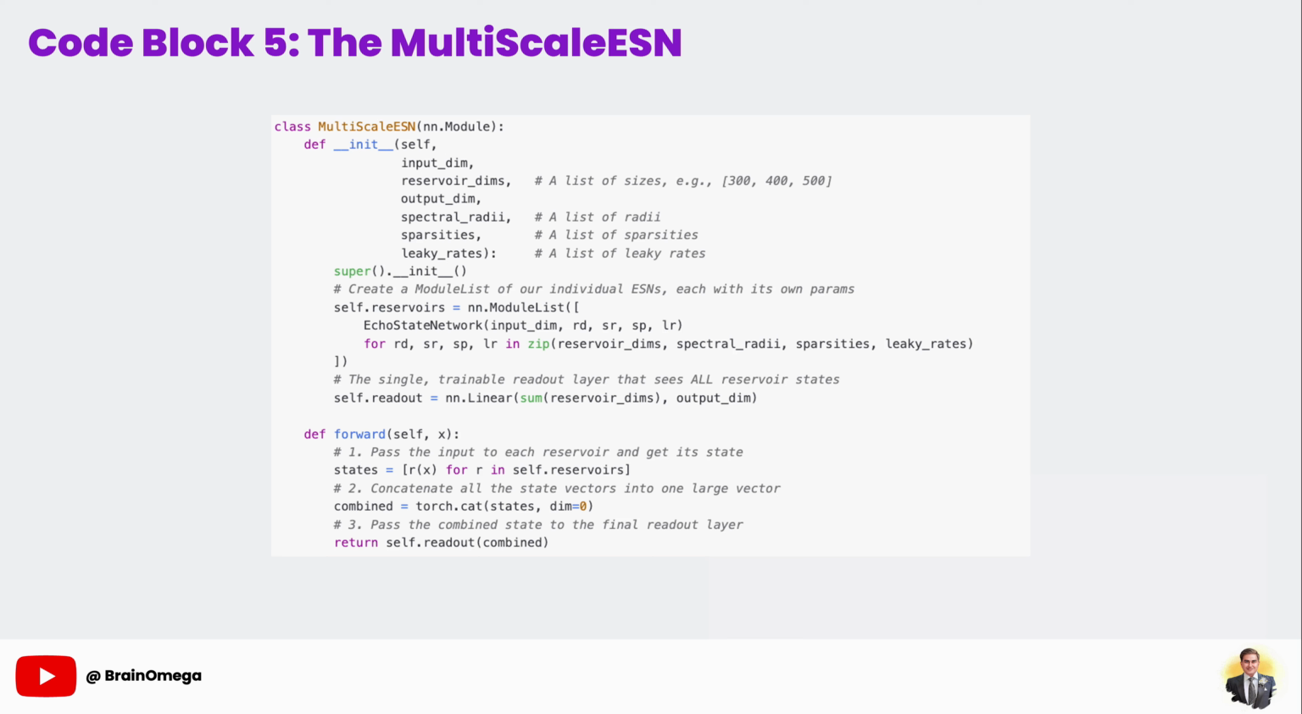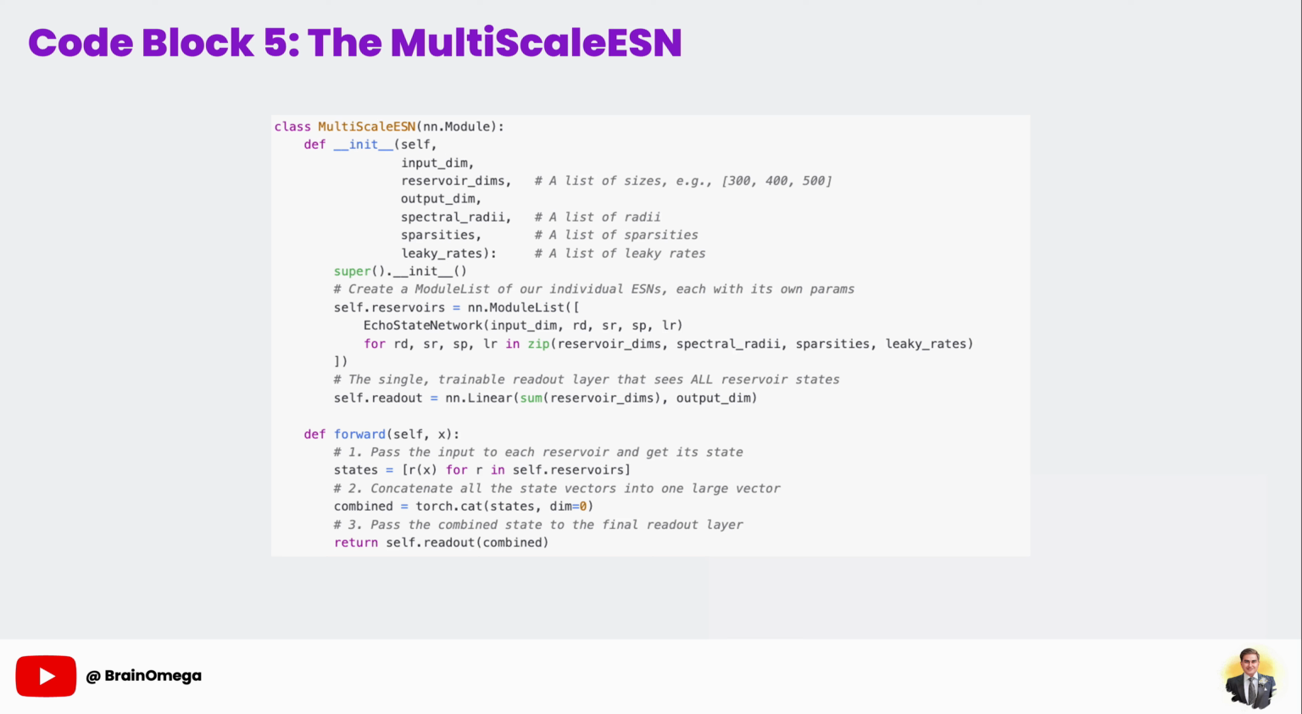Then it creates our single trainable readout layer. Notice its input size, the sum of reservoir dimensions. If we have reservoirs of size 300, 400, and 500, the input to this readout layer will be 1200. It's going to see the combined state of every reservoir simultaneously.